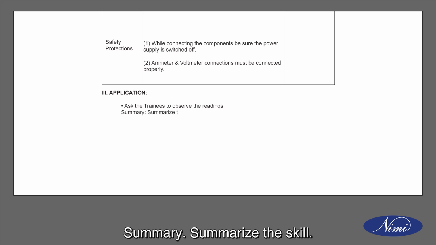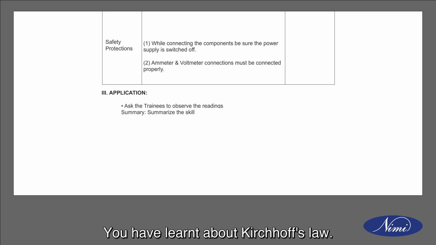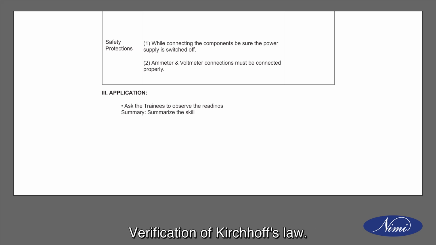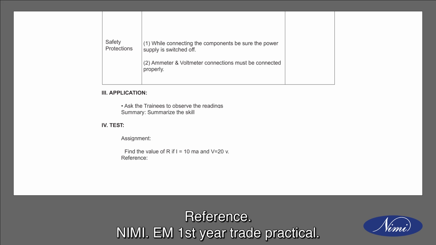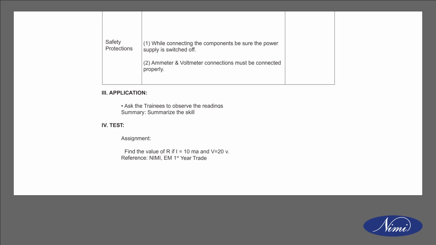Summary. Summarize the skill. You have learnt about Kirchhoff's law, verification of Kirchhoff's law, KCL and KVL. 4. Test. Assignment. 1. Find the value of R if I is equal to 10 milliamps and V is equal to 20 volts. Reference: NIMI, EM First Year Trade Practical. Next lesson. Conductor joint.